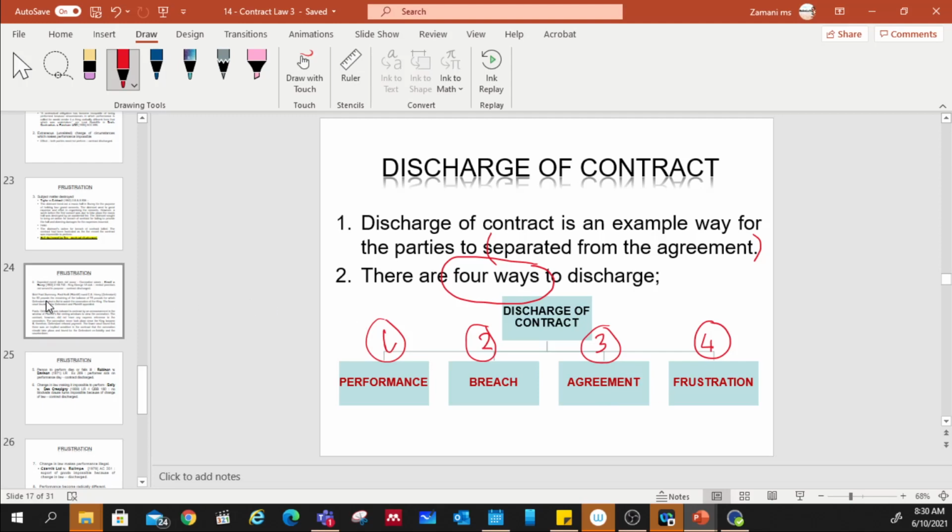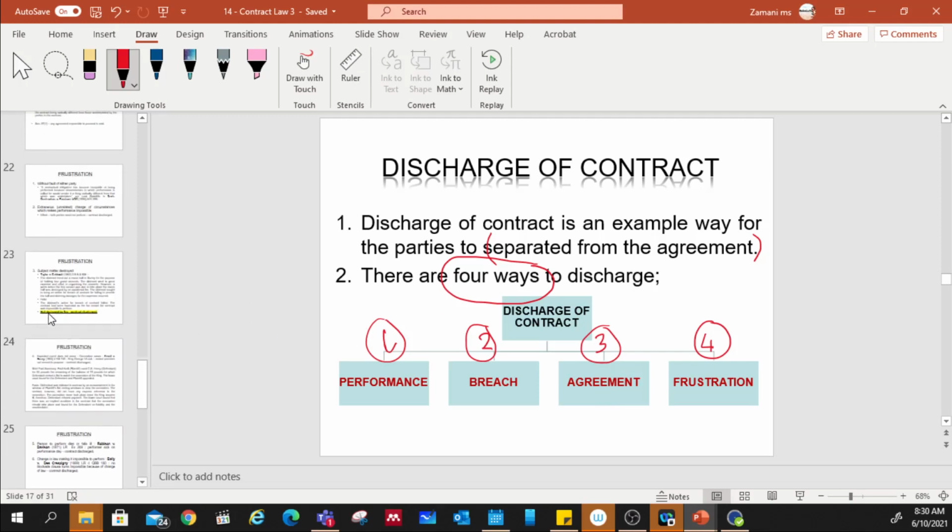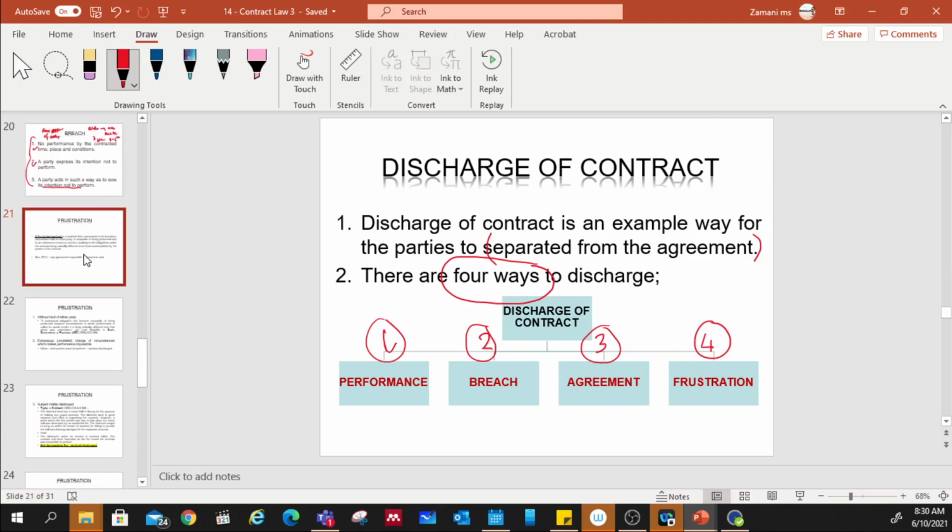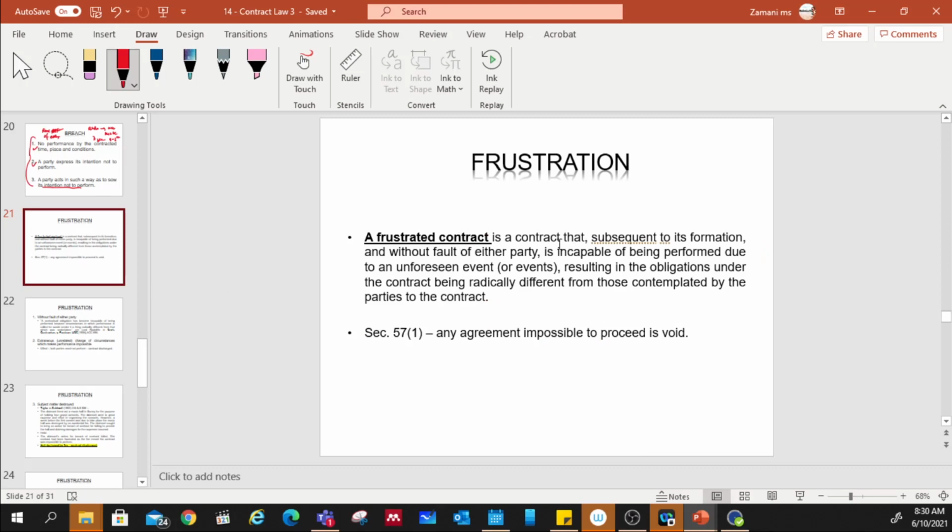Okay, but frustration is a bit different. Frustration is a contract that, subsequent to its formation and without fault of either party, there's no problem with the other party, is incapable of being performed due to unforeseen events, resulting in the obligations under the contract being radically different from those contemplated by the parties to the contract.